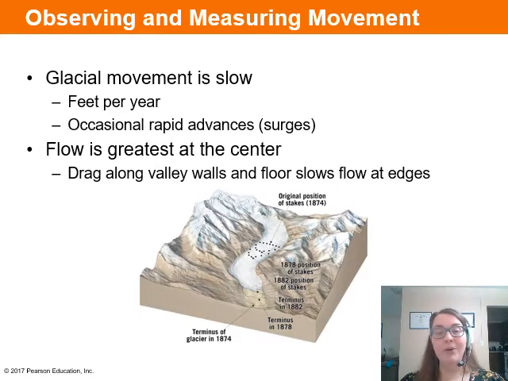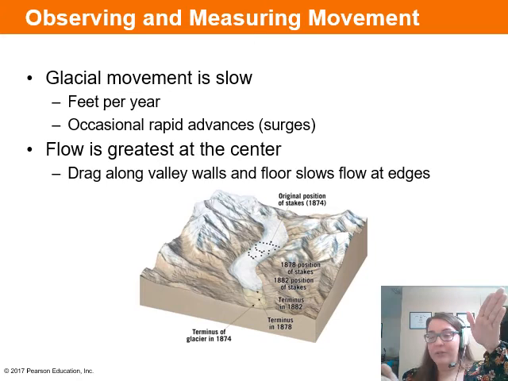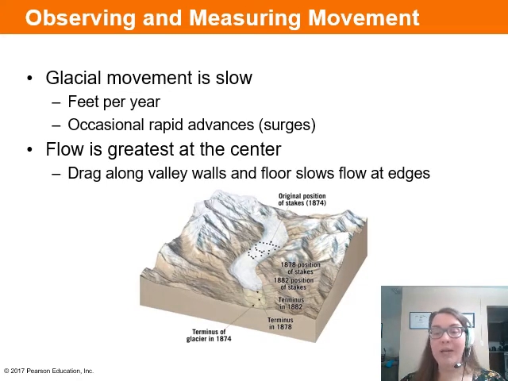But although most glacial movement is very slow, we could also see very rapid advances, where this glacier is suddenly going to move downhill very quickly, which is called a surge. And this might happen if we just have an extremely cold year with a ton of snowfall. It's going to help that glacier slide farther down the valley.